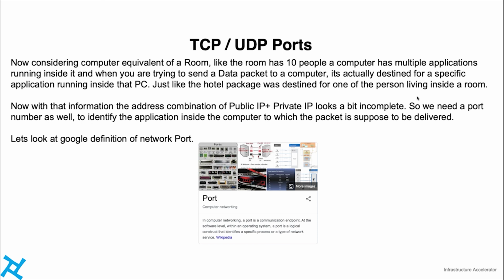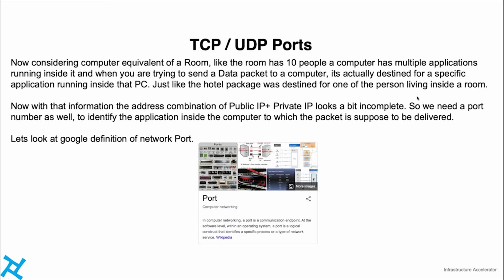Now, with that information, the address as a combination of public and private IP looks a bit incomplete. So far in our analogy, what we discussed was that an address is a combination of private IP and public IP. The public IP tells you the street address of the hotel, and the private IP tells you the room number of the hotel where you have to deliver something. But we are missing the information of who inside that room is going to receive that. What is the name of that person?